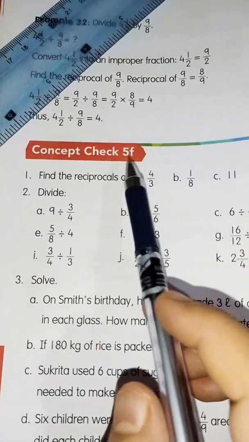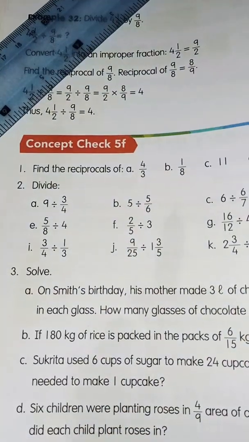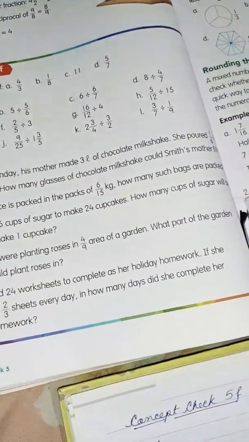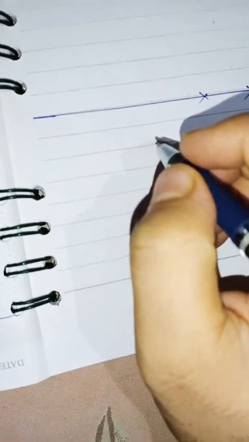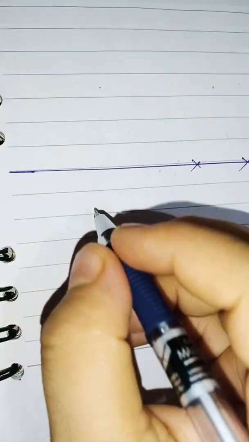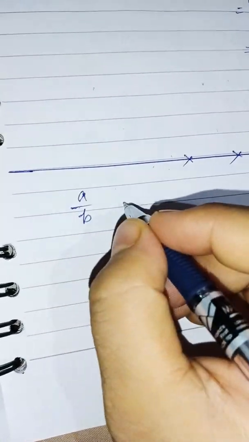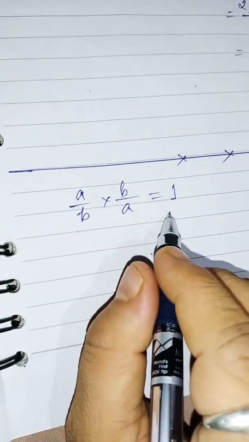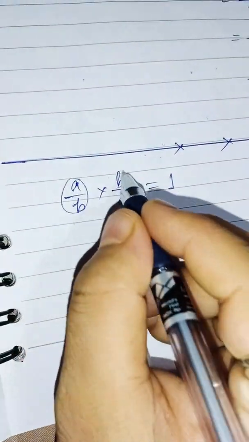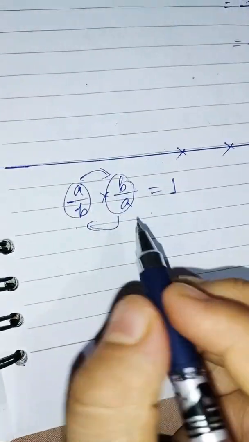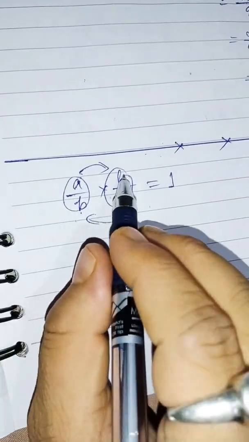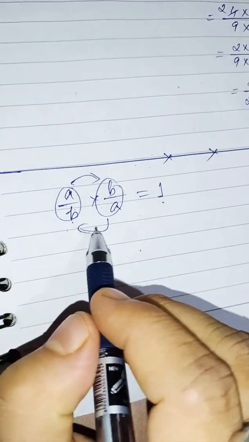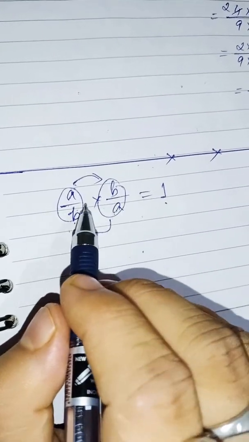Hello students, in the previous class I shared a video on reciprocal of fractions and division of fractions. Now what is reciprocal actually? Reciprocal means, suppose two fractions are such that their product is equal to 1. If I take two fractions such that their product is equal to 1, then each fraction is known as the reciprocal of the other. So here, if a by b into b by a gives you 1, then a by b is the reciprocal of b by a and b by a is the reciprocal of a by b.